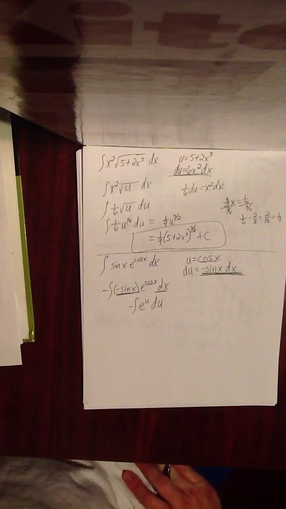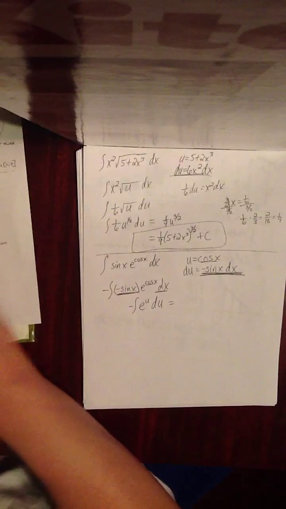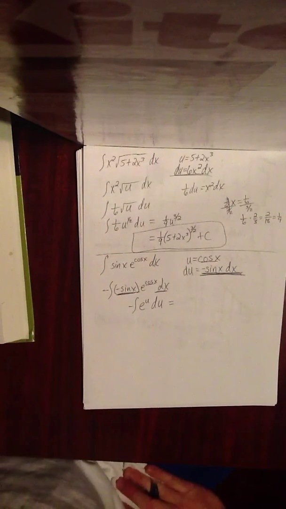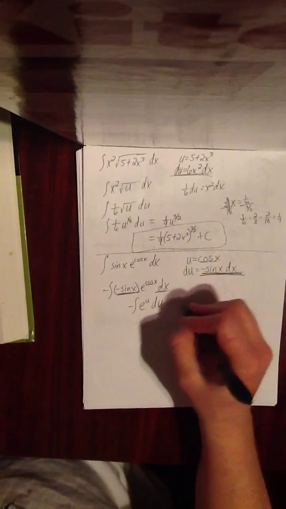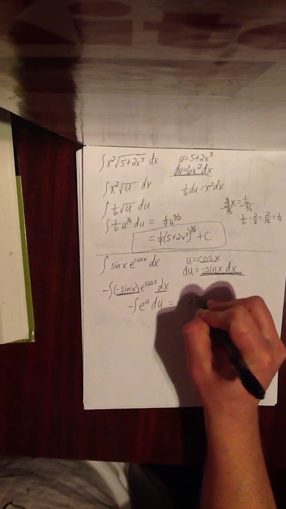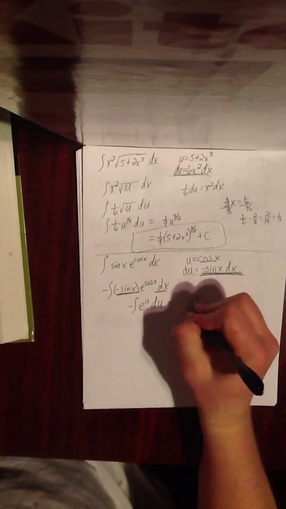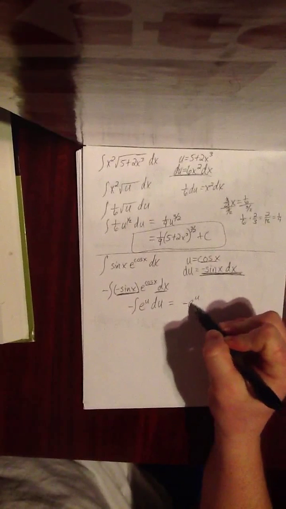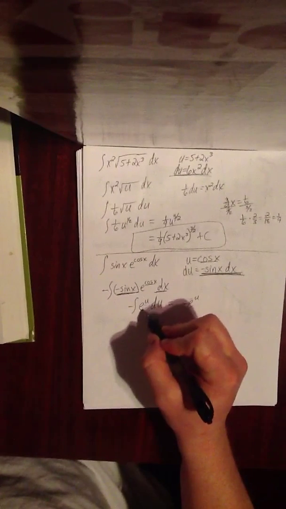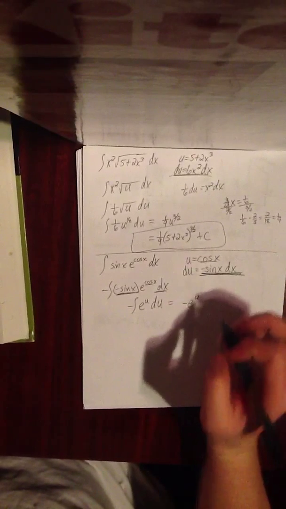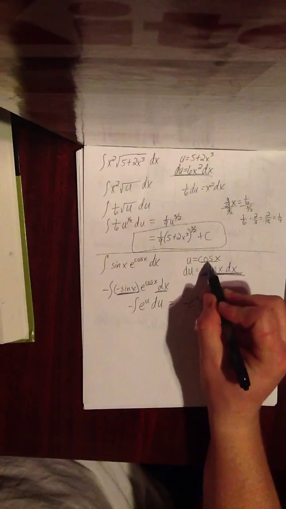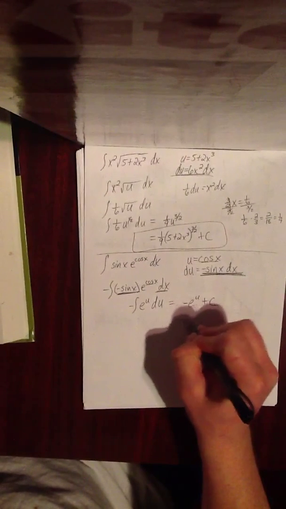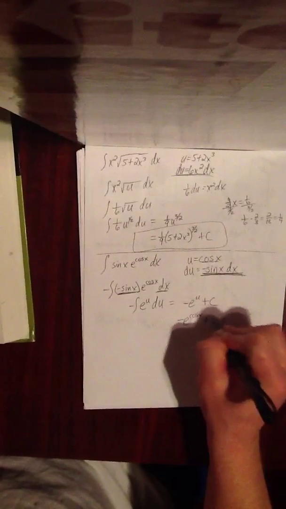So now I'll do the integral, or do the antiderivative. Well, what's the antiderivative of e to the u? That should be an easy one, right? It's just e to the u. Well, negative, right? Derivative of e to something is itself. So we got that, plus c. Now all I gotta do is take my u and plug it back in. So the answer is e to the cosine of x plus c.